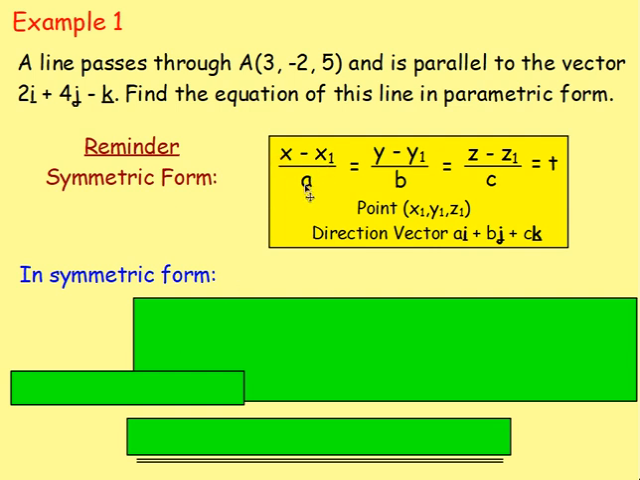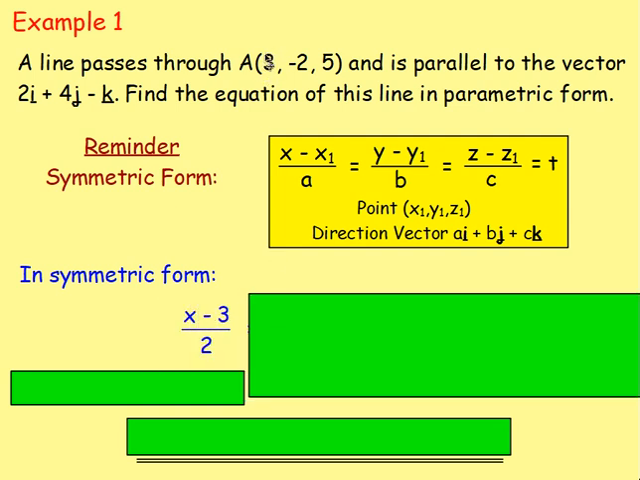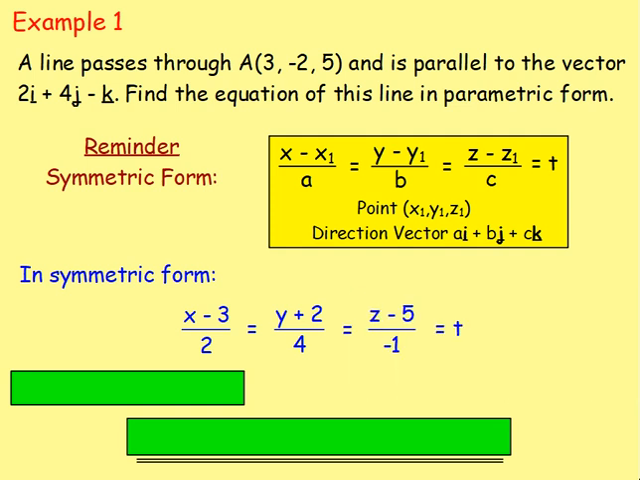So x take away x1 over a will be x take away, well, we're taking away the coordinates of the point, so it'll be take away 3 over the 2. That will be equal to, well, that's equal to y take away negative 2, which is going to become y plus 2 over, and then the vector, we've got 4. And that will be equal to z take away, taking away 5, and we're dividing that by, looking at the vector, we're getting negative 1. So we have x take away 3 over 2, y plus 2 over 4, and z take away 5 over negative 1. And they are all equal, and again, they're equal to some scalar parameter t.